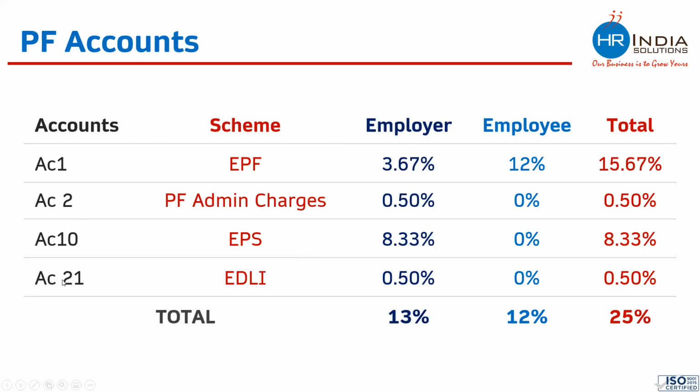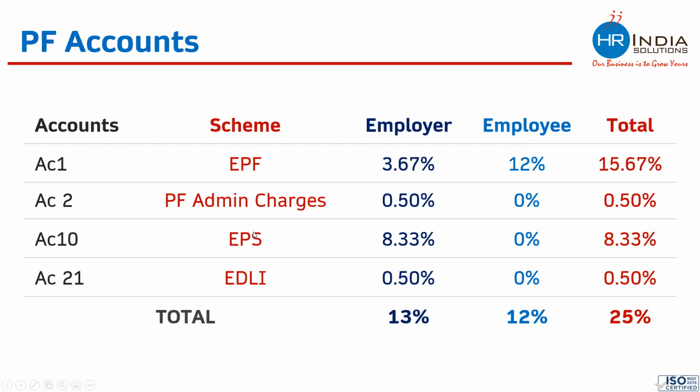The account number one stands for the EPF, Employees Provident Fund. Right, in which the employer contributes how much? 3.67%, and the employee contributes the entire 12%. So the total contribution that goes in account number one, the PF scheme, is 15.67%.